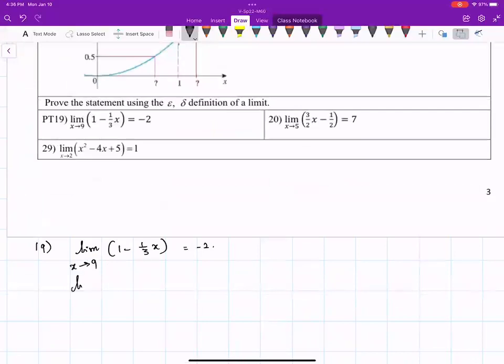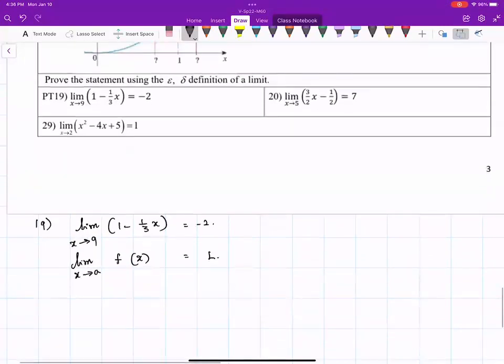So you know that in our definition, this means as x approaching a, f of x equal to L, right? So we can identify what f of x is. f of x equal to 1 minus 1/3 x, L equal to -2, and a equal to 9.